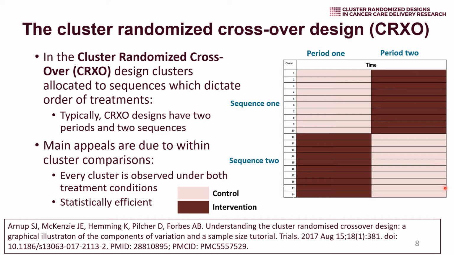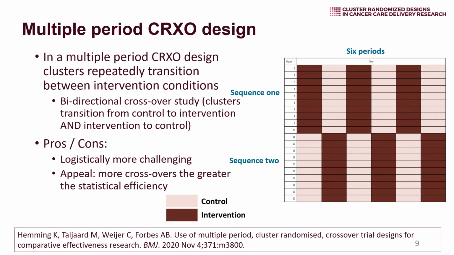Now this type of trial design has many appeals, and these appeals are to do with the within cluster comparison. So every cluster is observed under both the control and intervention condition, and these within cluster comparisons make for a statistically efficient design, essentially increases the effective sample size.